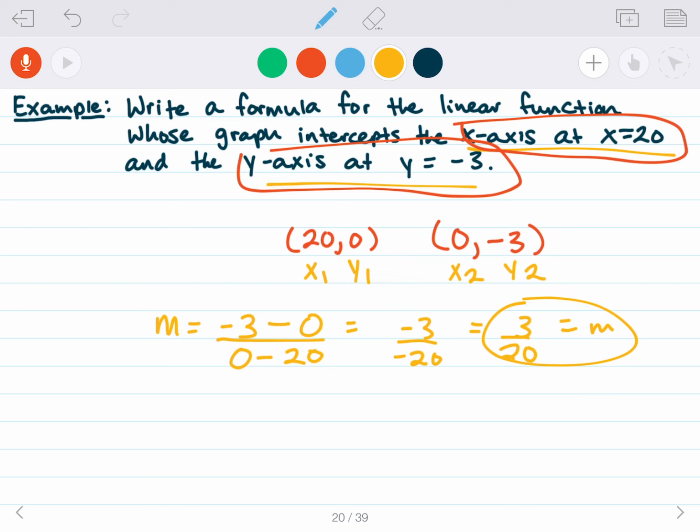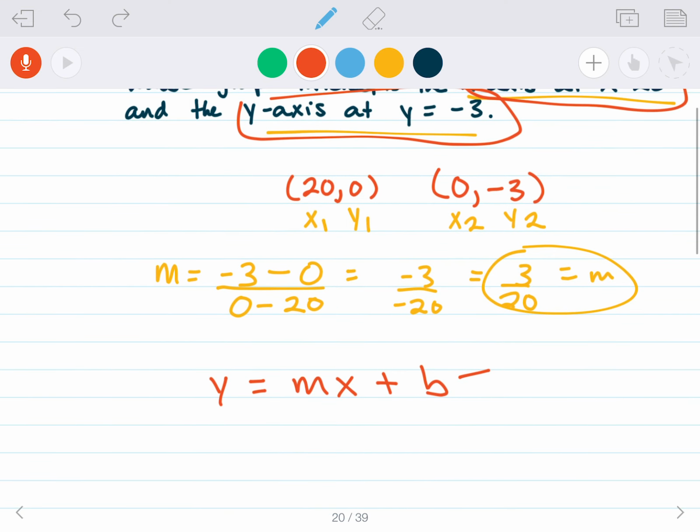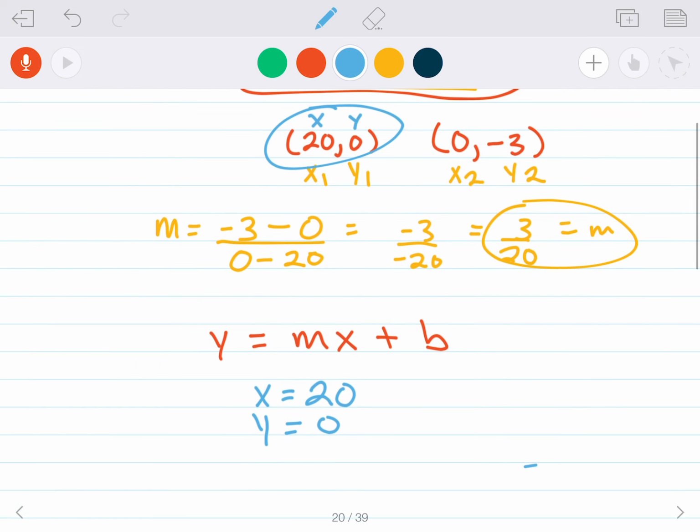All right. Now that I have m and I have points, I can just sub those values into y equals mx plus b and solve for b. So it doesn't matter which point you pick as your xy point. It really doesn't. I'm going to just pick this guy as my xy point, but you could have easily picked this guy as x comma y. You're going to get the same answer. So here, since I'm picking this point, x is equal to 20 and y is equal to 0. And we just found m, by the way. M is equal to 3 over 20.